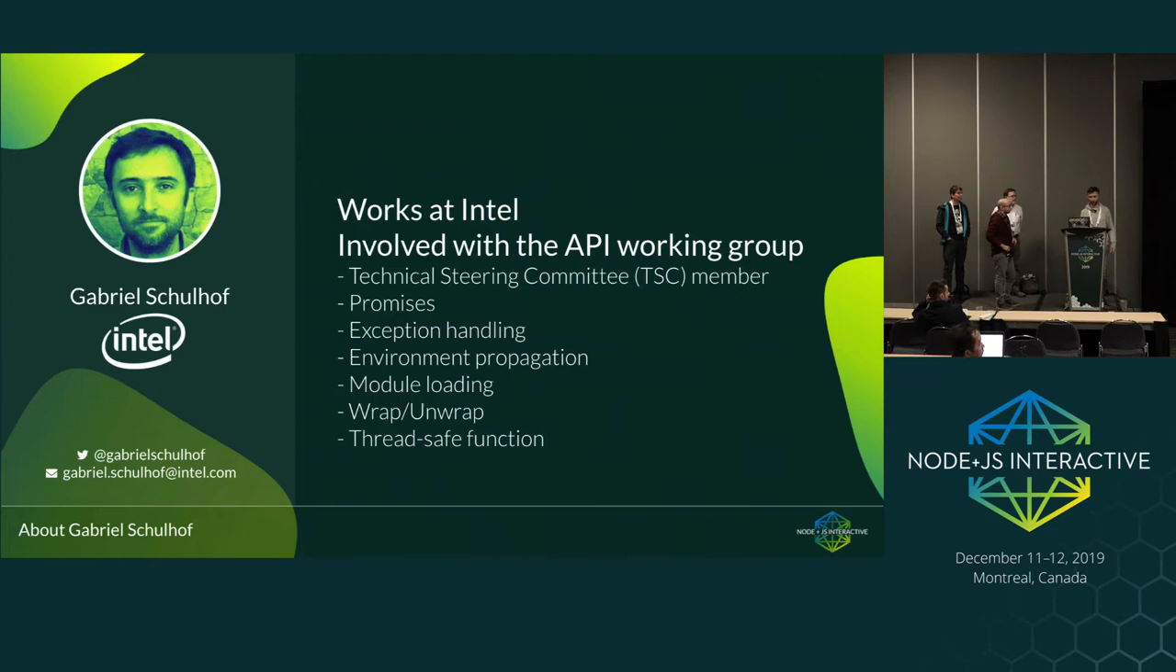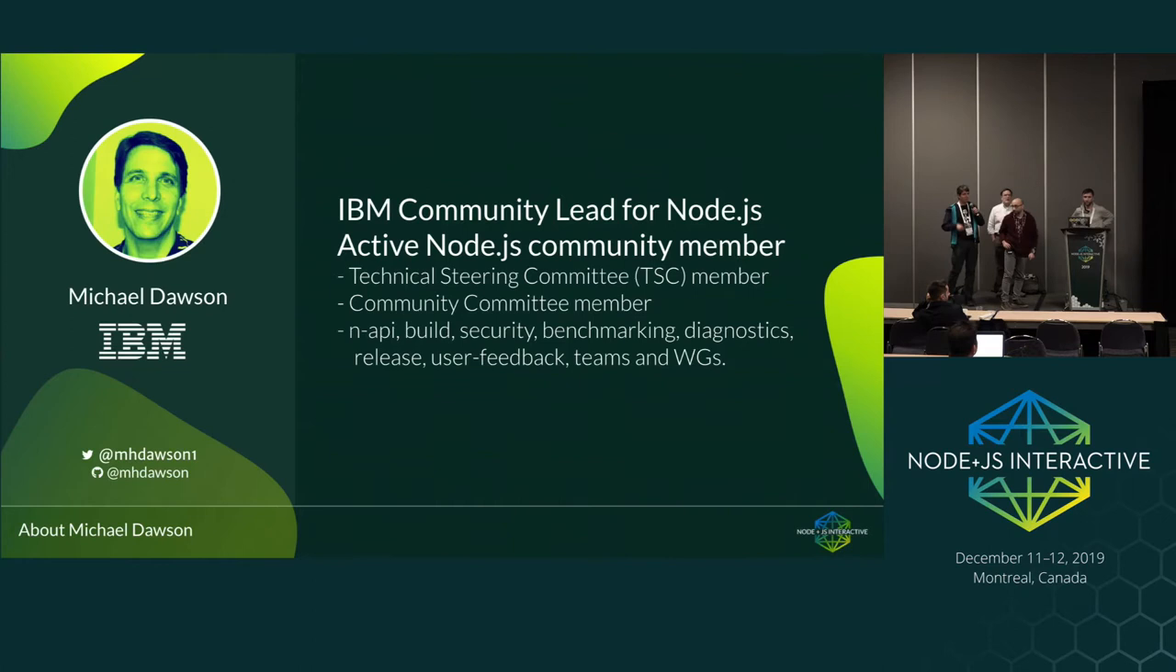I'm Michael Dawson, IBM's community lead for Node.js. That means I get to spend a lot of time working in the community. I'm on the technical steering committee, and in particular work as part of the N-API team as well. And I also get to work with a lot of great teams within IBM. We do things like keep Node.js running on our platforms, make sure our cloud is a great place to deploy Node, and use N-API in building some of our modules.